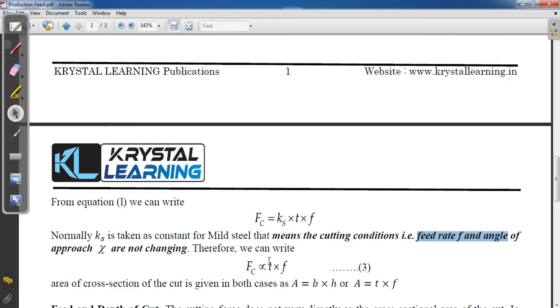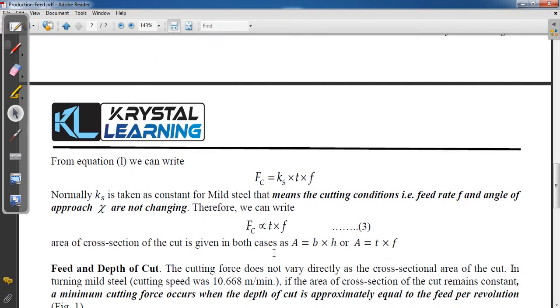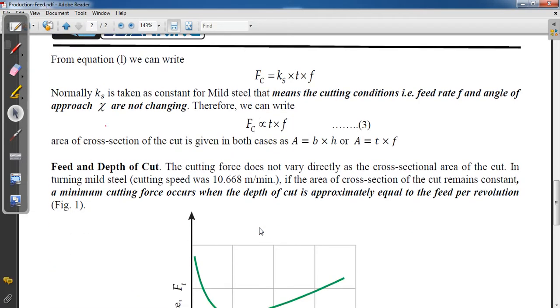So you can leave it out and we can use the proportionality sign, that is Fc is proportional to t cross f. And now area is also given by b into h, and area is t into f for orthogonal cutting. So it seems that if area of cut remains the same, then Fc, that is cutting force, will not change. But actually this logic is wrong. Okay. So we will see why it is wrong.